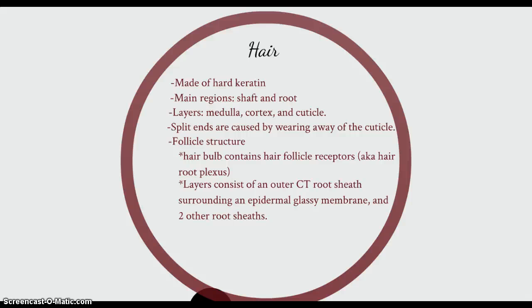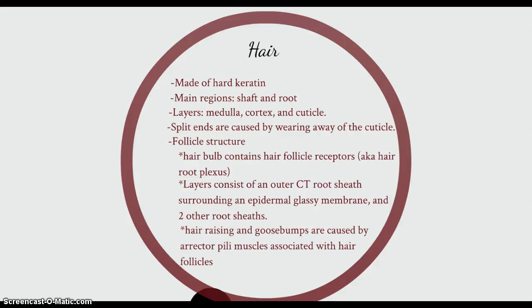The layers of the follicle consist of the outer connective tissue root sheath, and then inside there's the epidermal glassy membrane. That's the basal layer of the epidermis, and you'll see what I mean when I show you a picture. And then after that, there are two other root sheaths. Then after that, there's the hair.